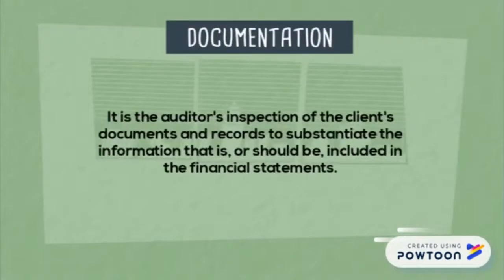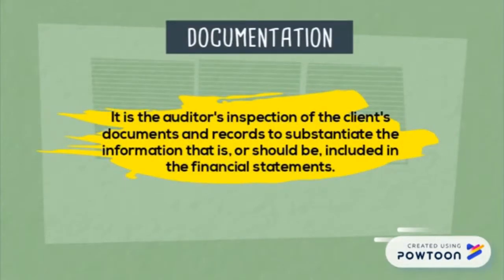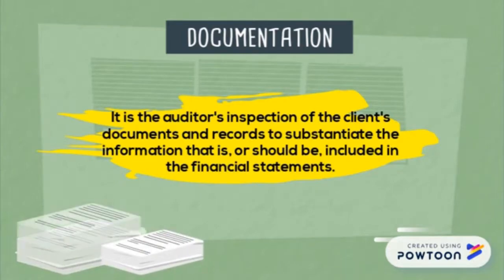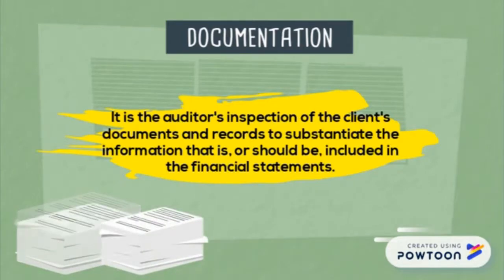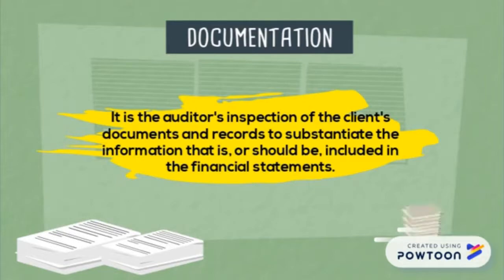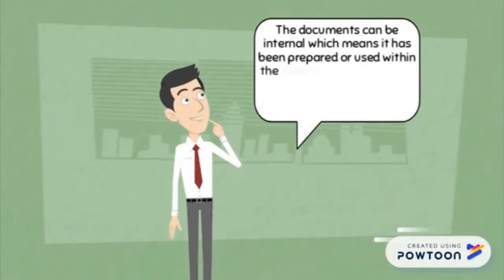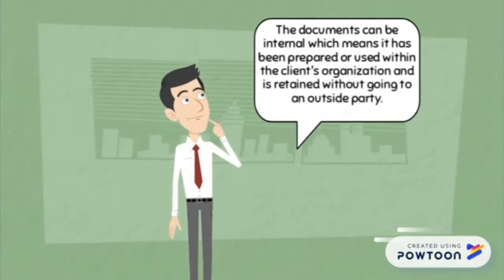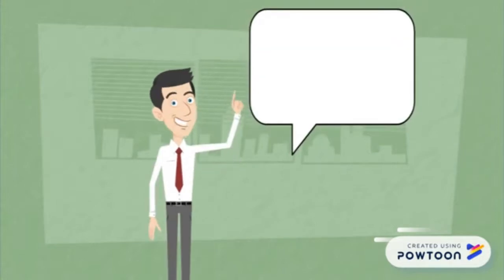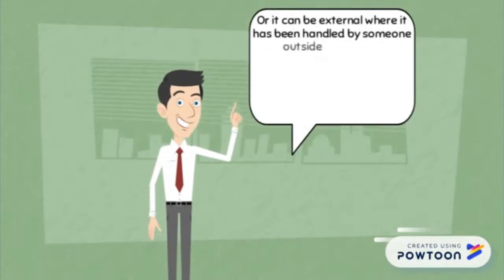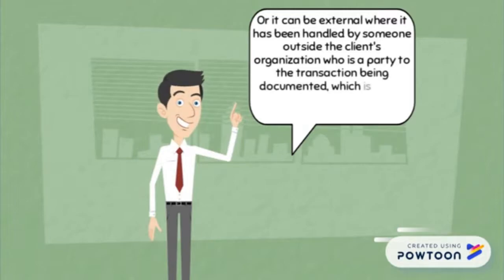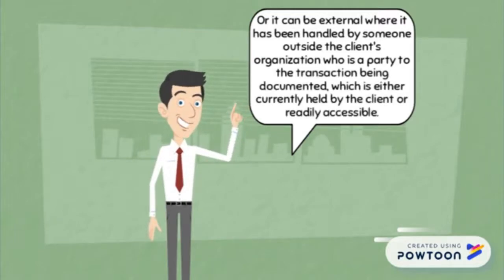Thirdly, documentation. It is the auditor's inspection of the client's documents and records to substantiate the information that is, or should be, included in the financial statements. The documents can be internal, which means they have been prepared or used within the client's organization and are retained without going to an outside party. Or they can be external, where they have been handled by someone outside the client's organization who is a party to the transaction being documented, which is either currently held by the client or readily accessible.